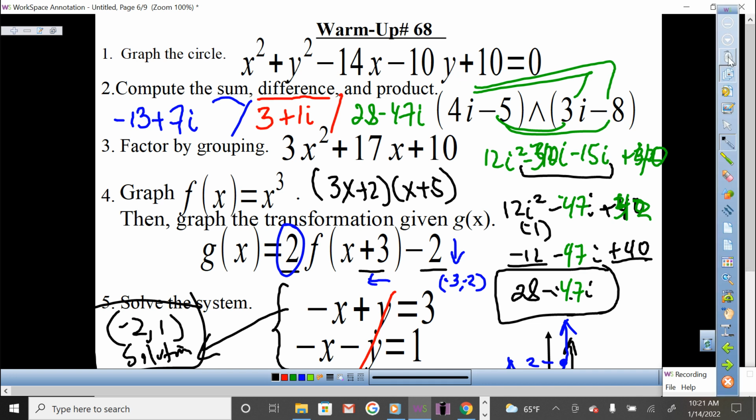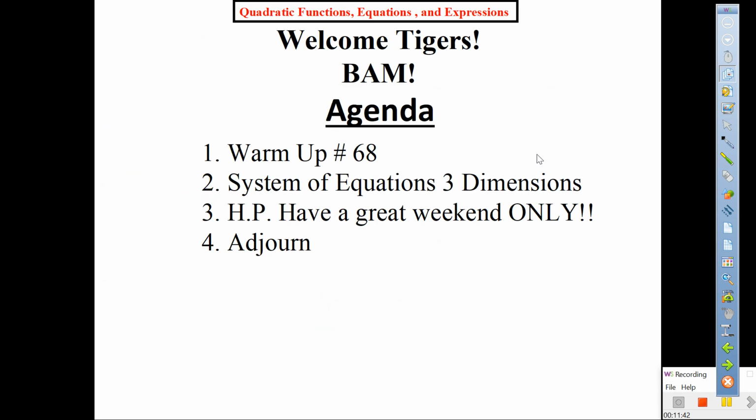Now today I'm not going to give you the pop party today. Some people were saying during tutoring that we just need practice. Today we're going to do extra practice on systems. Copy the agenda, please. Warm up number 68. Systems of equations in 3 dimensions. We're going to continue hammering that.